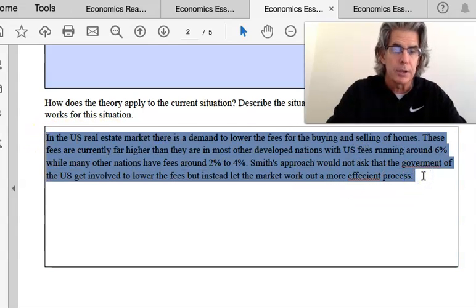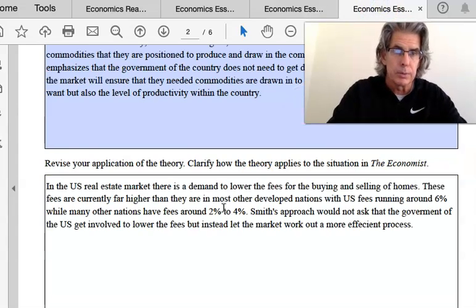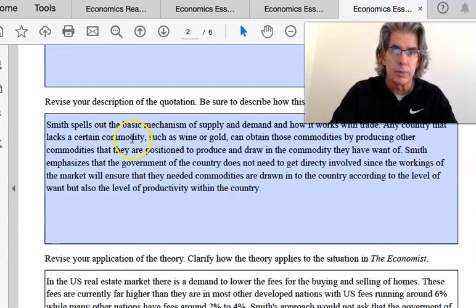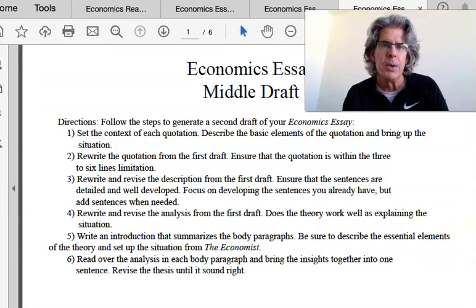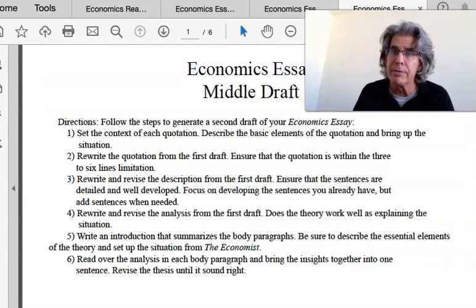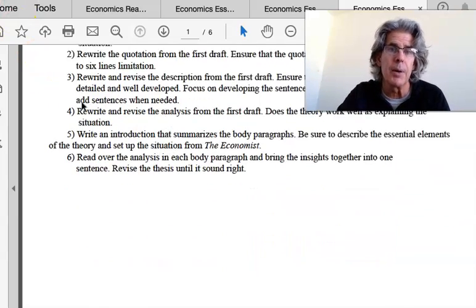We're going to add the context, and then we're going to revise all of the discussions, the descriptions, and then the analyses. So let me do that for a bit, and I'll be right back, okay? Okay, I'm back, and I've got the middle draft in pretty good shape. Not great, but it's getting there. And let me show you what I've done, okay?